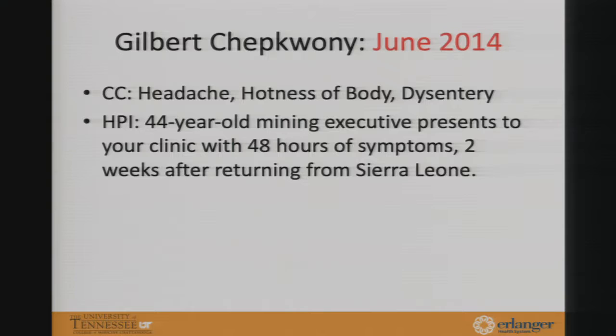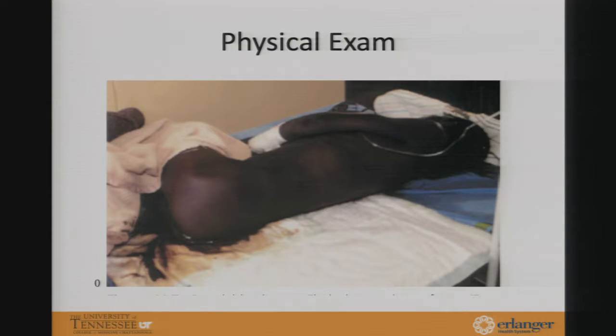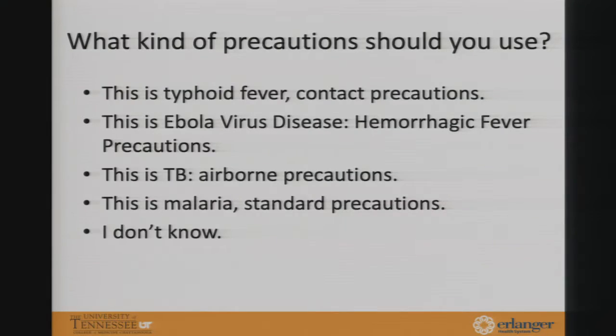He's got headache, hotness of body, which is the way that fever is described in the place where we live. Dysentery. He's a 44-year-old mining executive. He comes to the clinic with 48 hours of symptoms, 2 weeks after returning from Sierra Leone. This is your physical examination of Gilbert. And this is the question. What kind of precautions should you use?